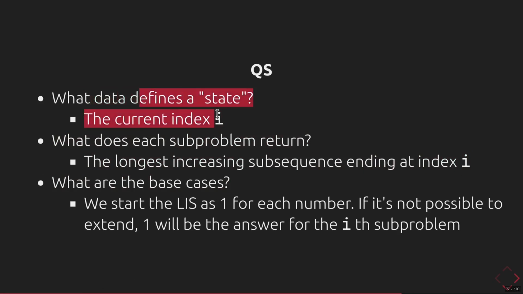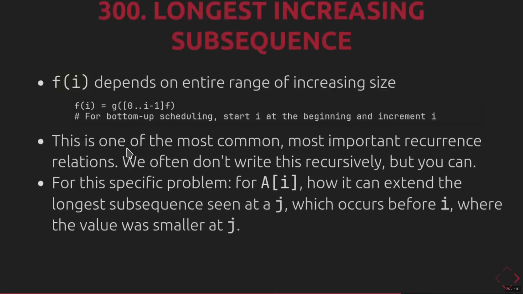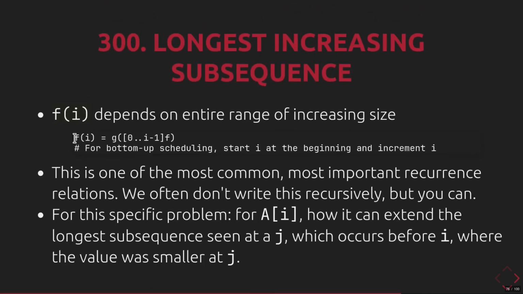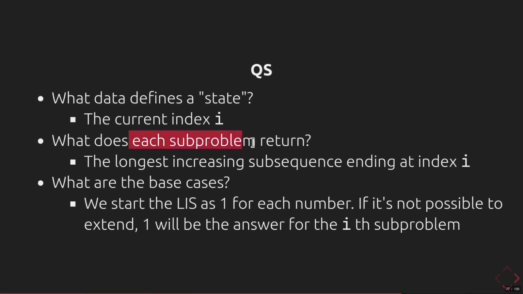So what data defines a state? Hopefully you should see that the current index is I, right? Because each state of that recursion tree only needs that one little index. Okay, that's all you need. So what does each subproblem return? Well, you build the longest subsequence ending at index I from the longest subsequences seen at index 0 all the way to I minus 1, right?